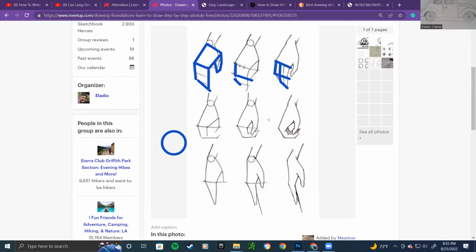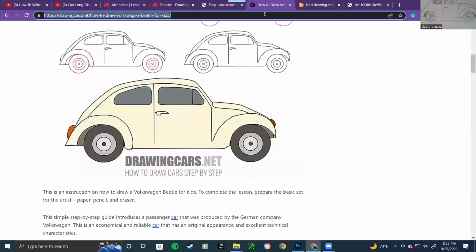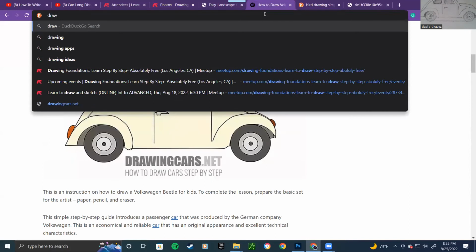So, I don't know if there was another one on drawing hands. Let's see if we can find one more on drawing hands. Let me see. Let me clear this. Oh, yeah, we can get to that one. Drawing hands.